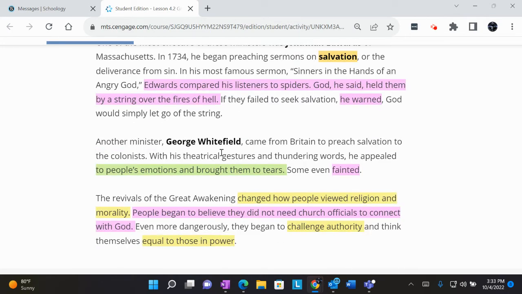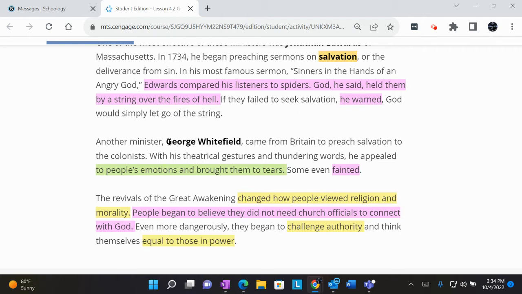Next was George Whitefield. And George Whitefield came from Britain. He heard about this awakening happening in the colonies. And so he came from Britain, which is kind of interesting because they didn't have religious freedom in Europe at that time, and that's why so many Europeans left. The early Americans left there to come and practice. So it's interesting that he came after the colonies had been established.